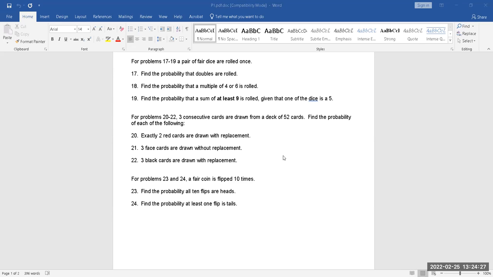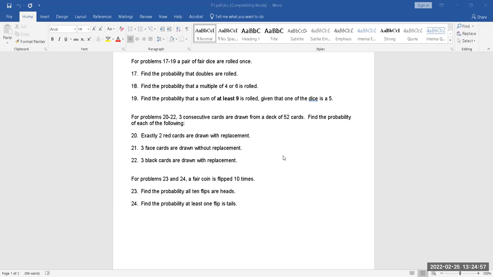If I asked you to flip a coin 10 times, how many possible outcomes are there? There's 1,024 different head-tail sequences. Wow, okay. How many of those will have all 10 flips be heads? Only one. So what's the probability? 1 divided by 1,024. That's it. Oh, okay. That's easy.